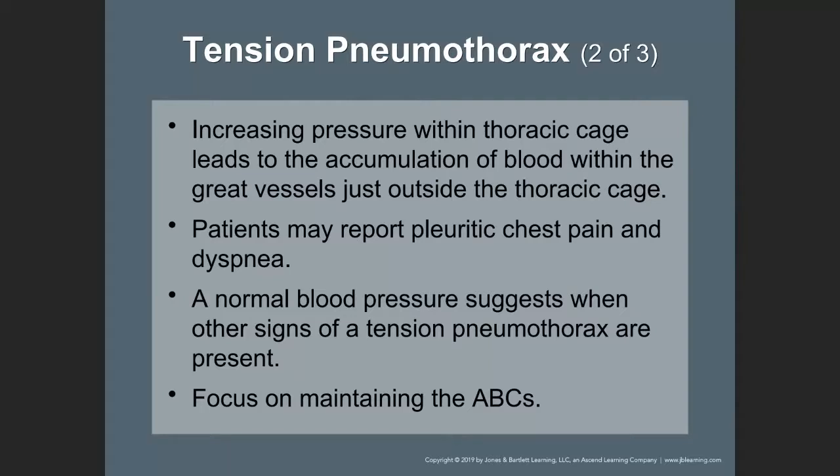Increasing pressure within the thoracic cage leads to accumulation of blood within the great vessels just outside the thoracic cage. Patients may report pleuritic chest pain and dyspnea. A normal blood pressure suggests that, when other signs of tension pneumothorax are present, you should focus on maintaining the ABCs.